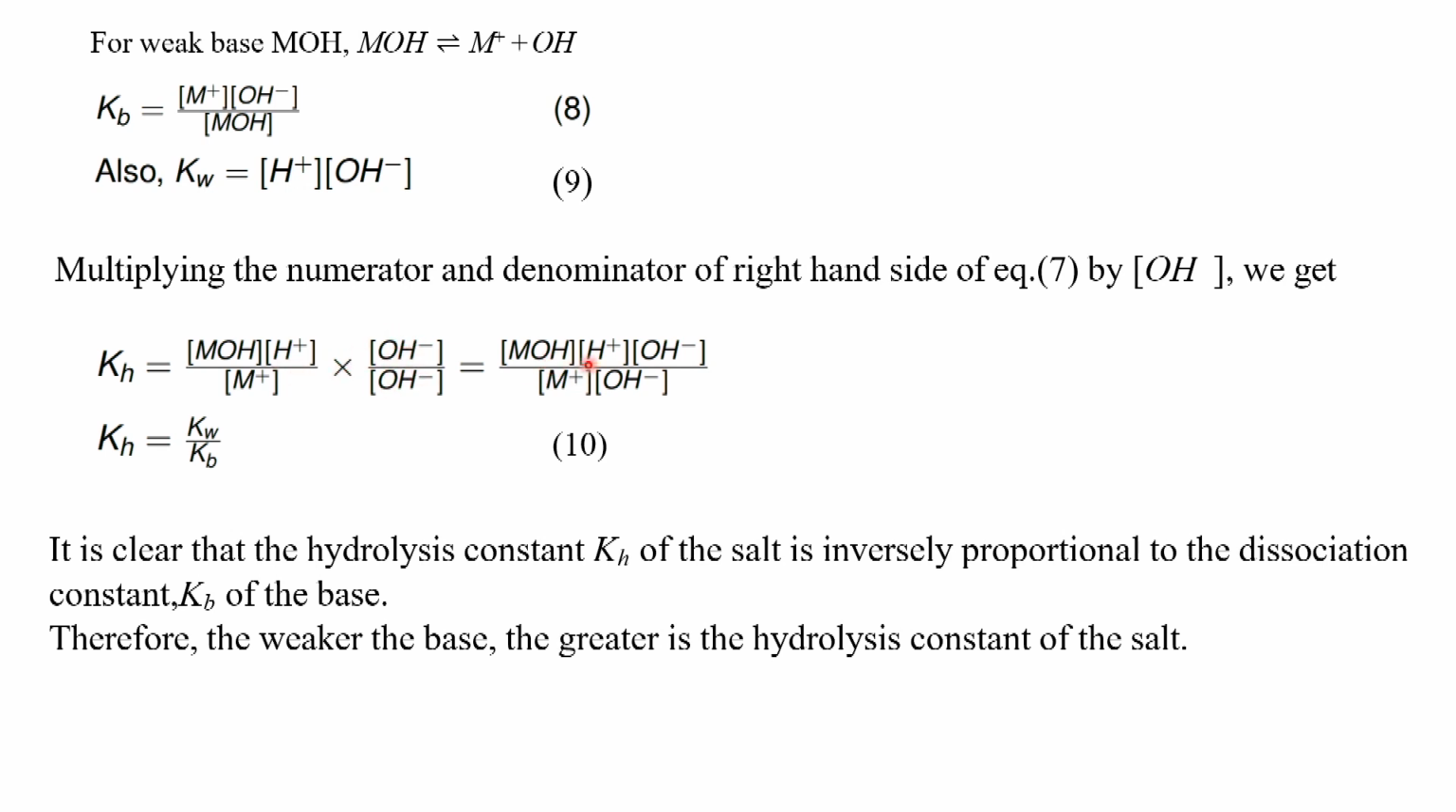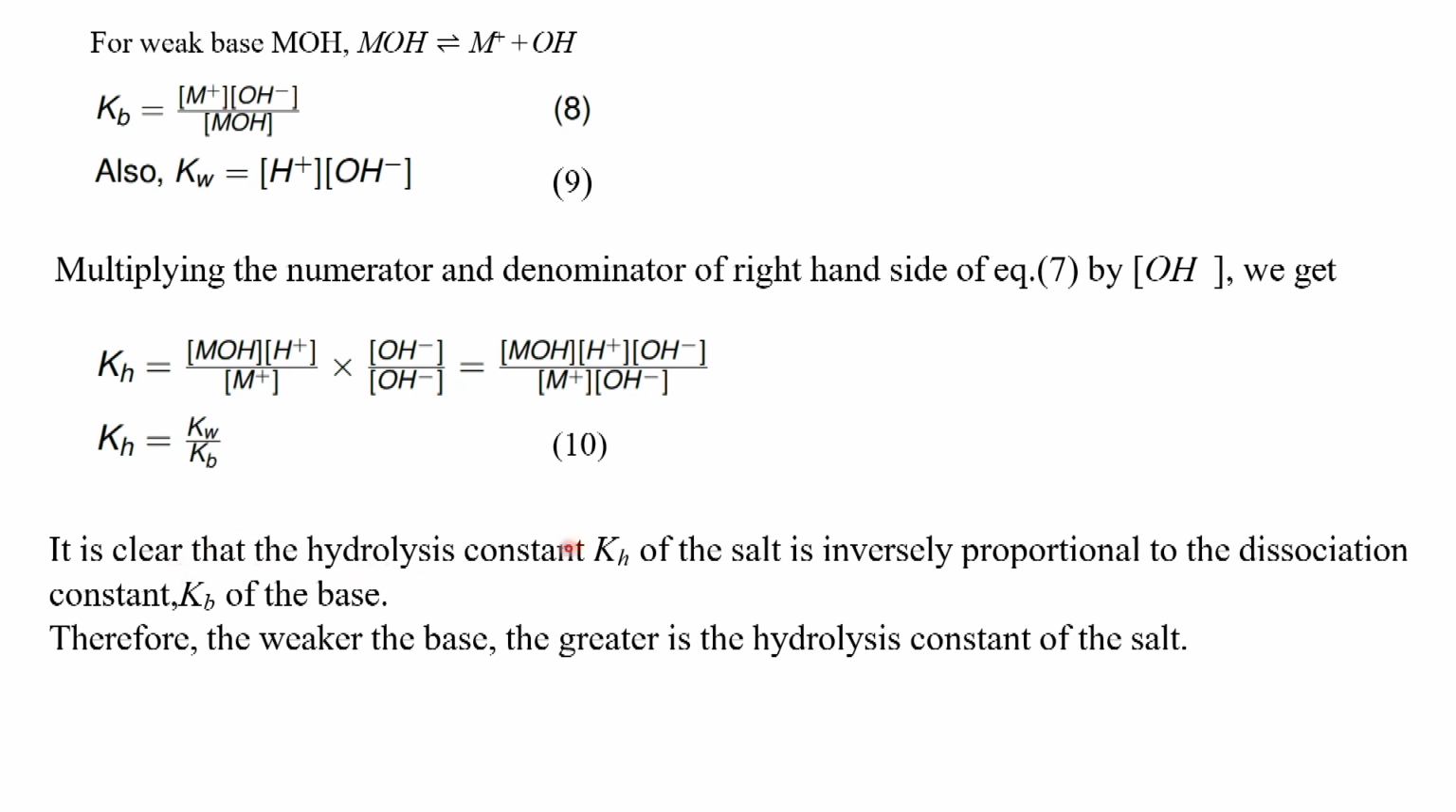So we get MOH times the concentration of H plus times the concentration of OH minus by the concentration of M plus times the concentration of OH minus. Now the concentration of H plus times the concentration of OH minus gives Kw, and the concentration of M plus times the concentration of OH minus by the concentration of MOH gives Kb. So we get Kh equals Kw by Kb.